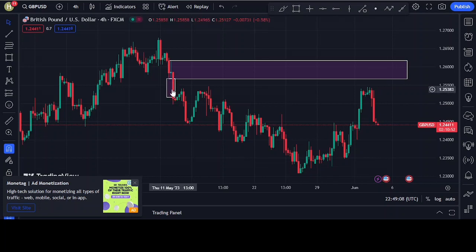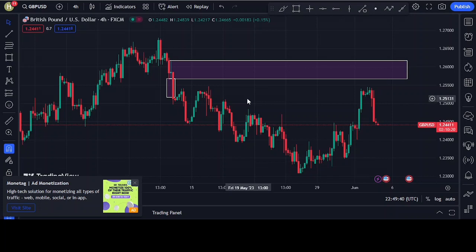So this is a perfect example of a supply zone. It has fulfilled all three rules of a supply zone. One, a gap must be created. Two, a valid supply or demand zone must break structure or change character. Three, the zone must be unmitigated. So these are the things you look out for in your supply and demand zones.